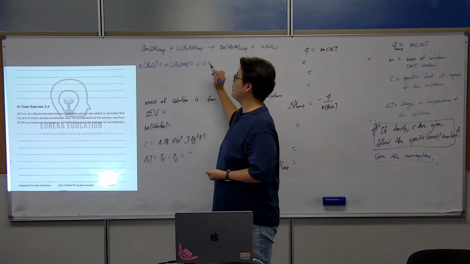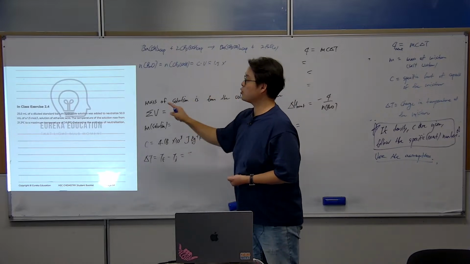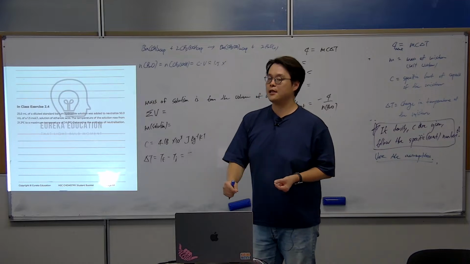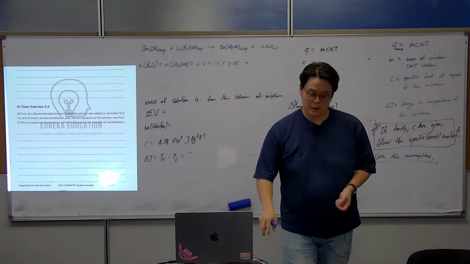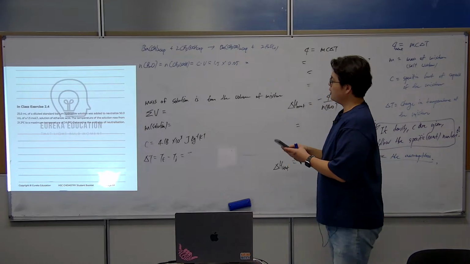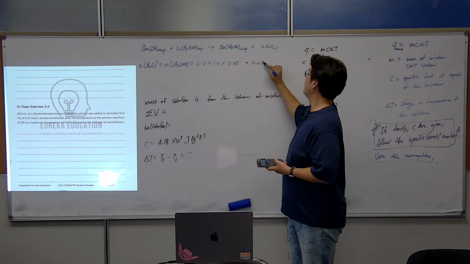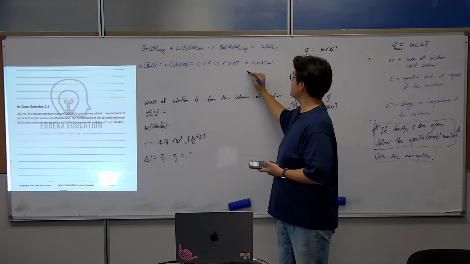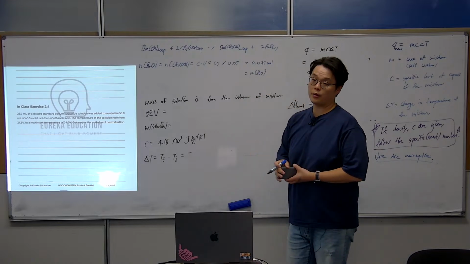which is CV, can be found by the given concentration 1.5. Make sure you convert the 50 milliliter to liter. That's 0.05. Then that's 0.075. Let's check that again. 0.075 mole. So let's write it again. This is the same as the number of moles of the H2O.